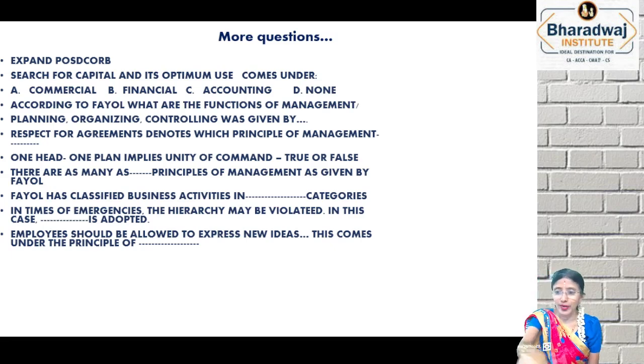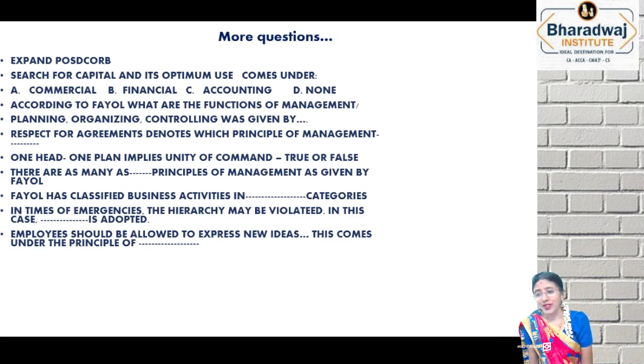If you are able to find that out, you give. According to Fayol, what are the functions of management? You give that order. Next question, I'll read the questions. You can also have a look at it and do it. Planning, organizing and controlling, only 3 was given by.